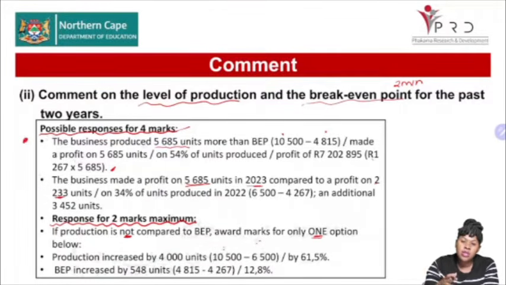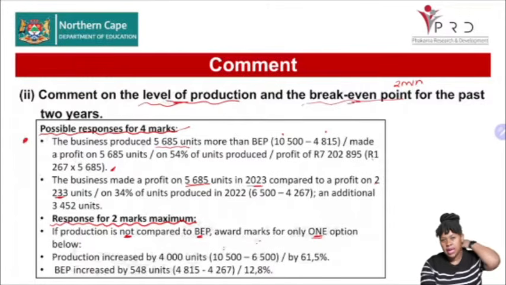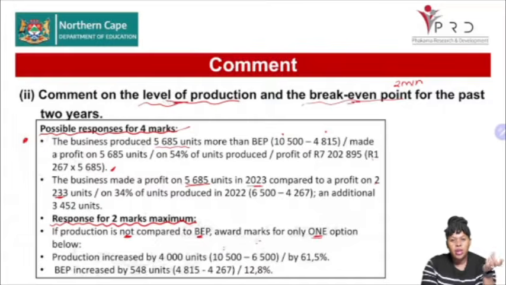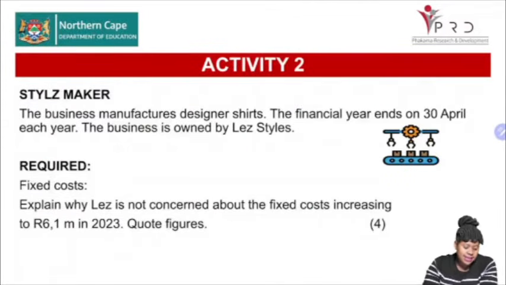The examiner is asking you to compare the break-even point and the number of units produced and sold, as they've highlighted here. And if you choose to compare the break-even point to the break-even point, it means that you're not necessarily answering the question that the examiner is asking you. You're actually just giving feedback based on how the break-even point has actually changed, but not comparing the two items. Okay, so then let us go on to the next activity.